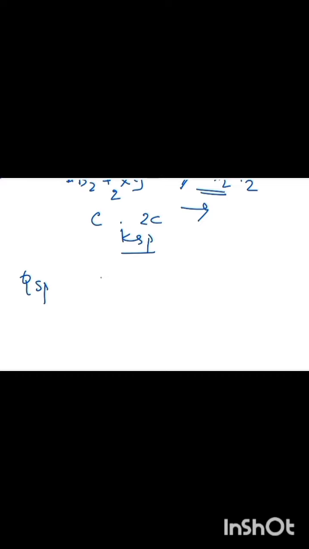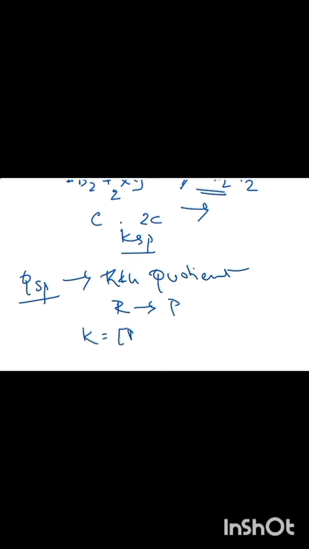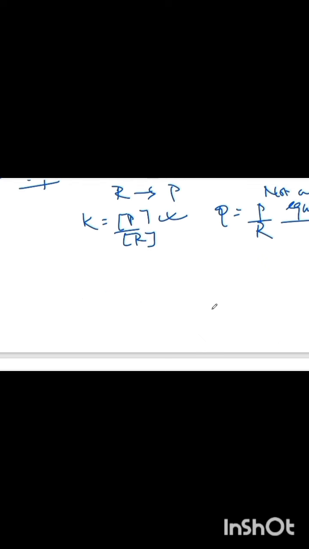We have learned about another term, Qsp, that is reaction quotient. So for any reactant to product, K is the value at the equilibrium position, when the concentration of product and reactant does not change. In case of Q also, it is product by reactant, but it is not at equilibrium. So when the reaction is going in the forward direction, concentration of reactant decreases and product increases. Therefore Q must be greater than K.